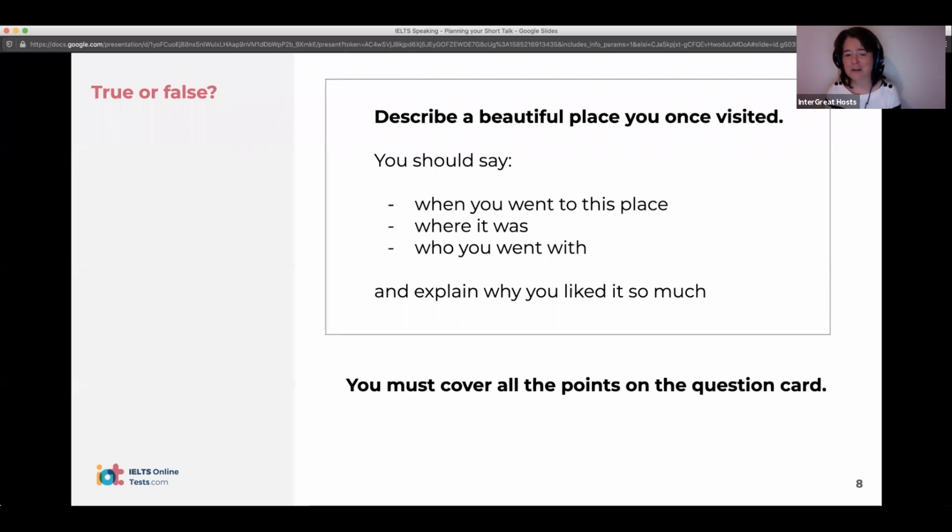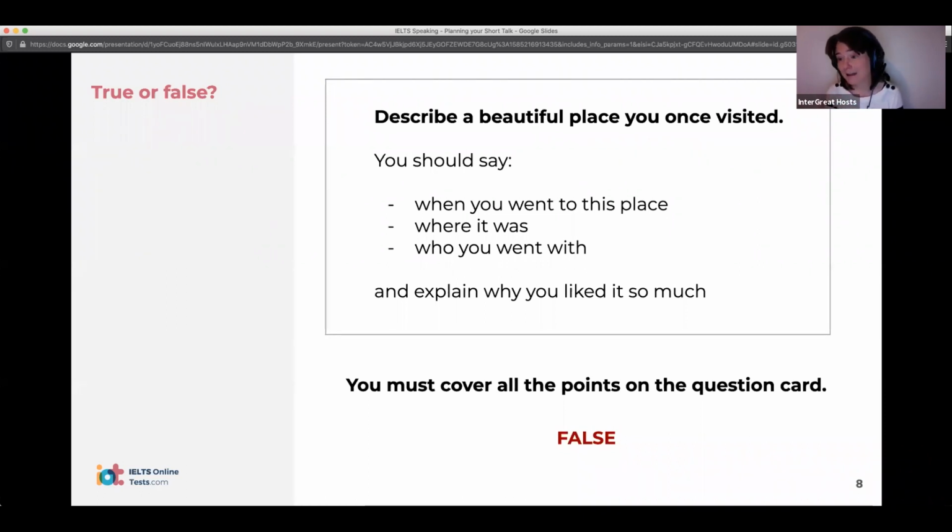Okay, this one is interesting. You must cover all the points on the question card. We've got a lot of discussion there. Okay, this is false. Yes, exactly. Somebody wrote not necessary. Again, this is one of those misconceptions I think it's very important to correct. The bullet points on the card are there to help you if you want some ideas of what to talk about. But it's not a task. You don't have to follow it and you don't have to talk about those things.